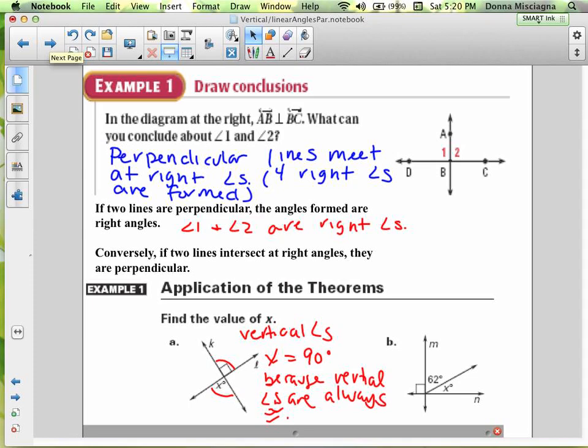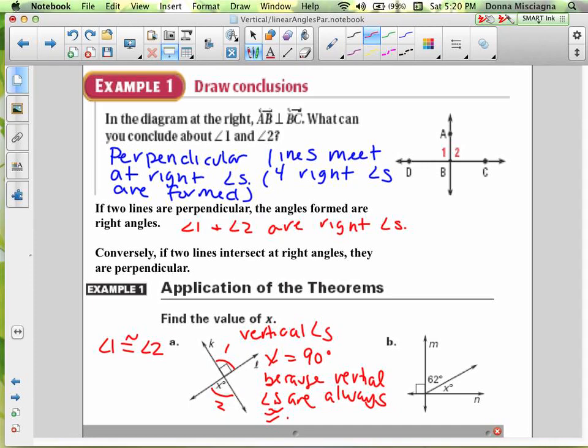Let's look over here. Together, this angle, let's call this one angle 1. So actually, over here, let me go back to this for a second. I'm going to give these guys a name too. So over here I could say angle 1 is congruent to angle 2, and that's because vertical angles are always congruent.